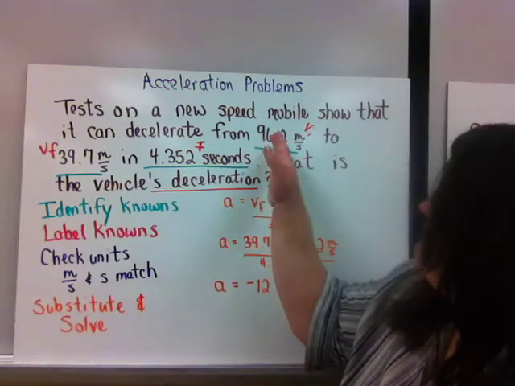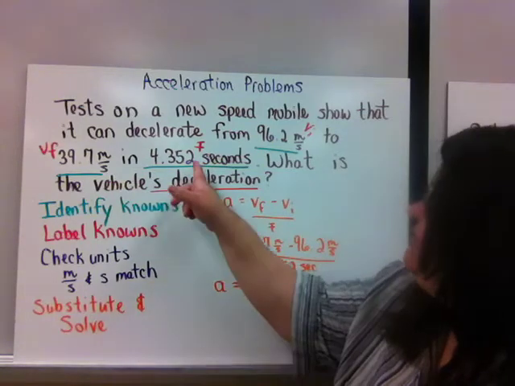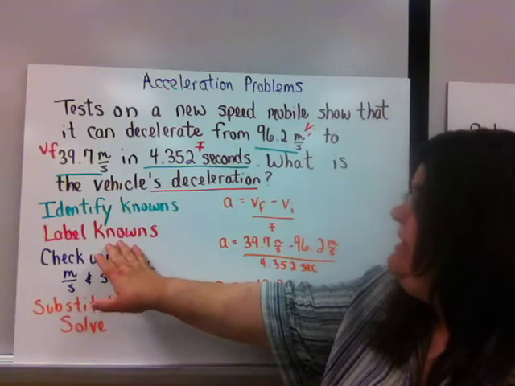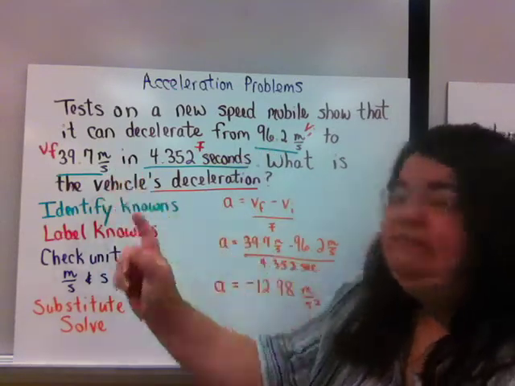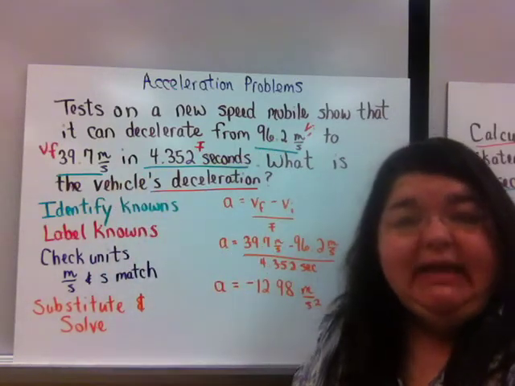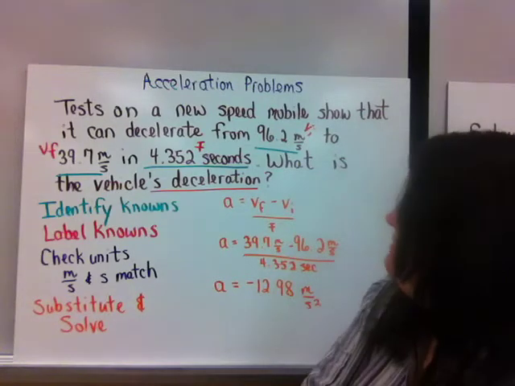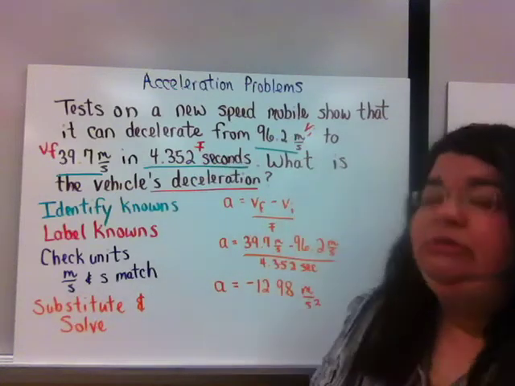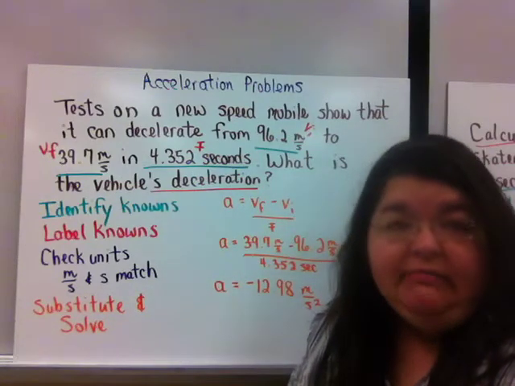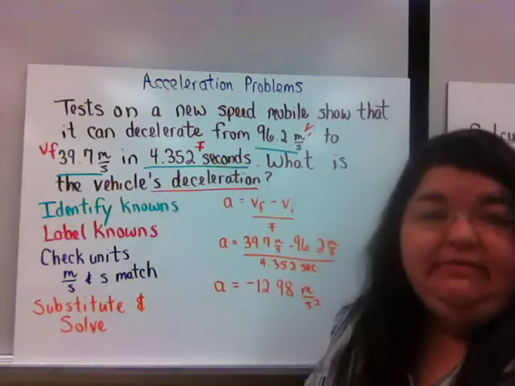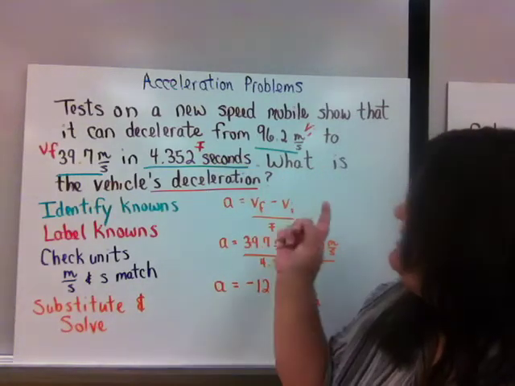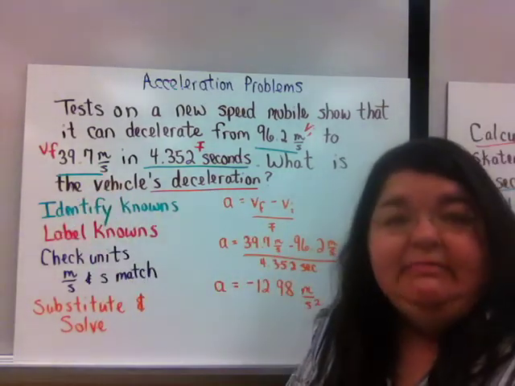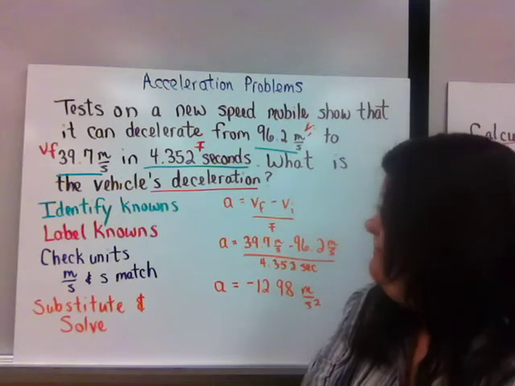Now, we have these two velocities. We also have been given 4.352 seconds. Now, when I go to label this, I have to make a decision for these two velocities. I have to decide which one came first. So when I read the problem, I see this keyword from and this keyword to. That tells me which one came first. The from is the VI, the initial velocity, and the to is my final velocity. This 39.7 meters per second is my final velocity.